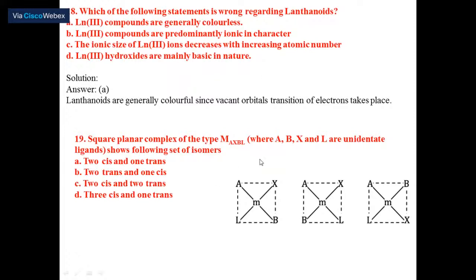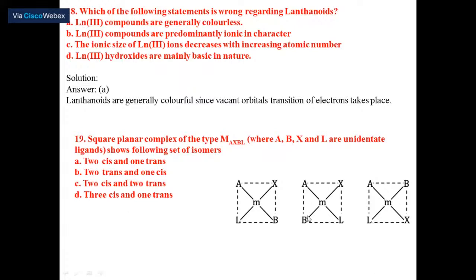Square planar complex of the type MXBL, that is, all the 4 ligands are different. Okay, it shows the following set of isomers: 2 cis or 1 trans, or 2 trans, 1 cis, or 2 cis and 2 trans, or 3 cis or 1 trans. What is the answer for this, students?